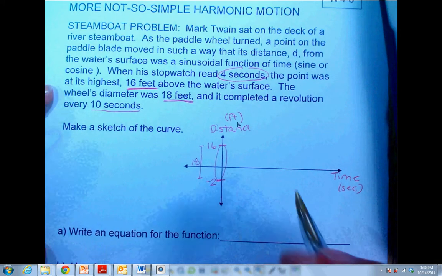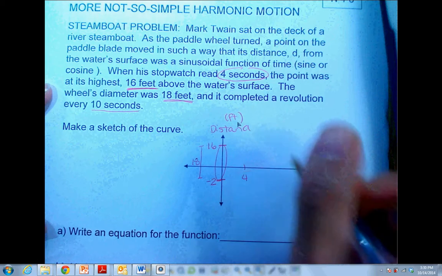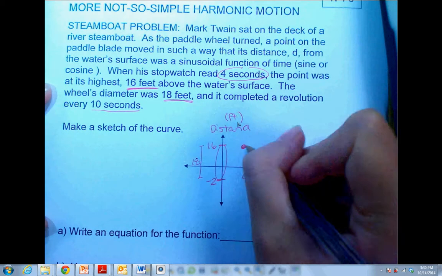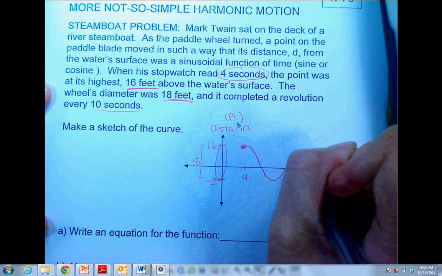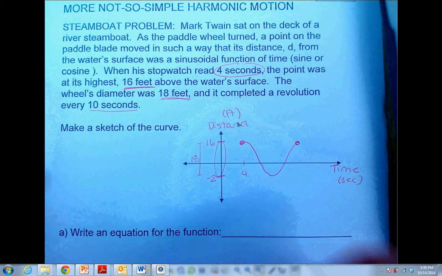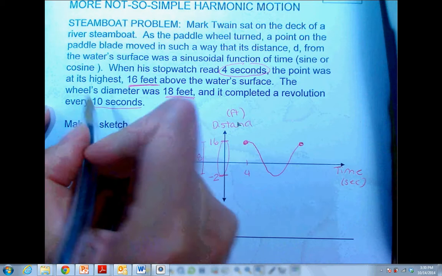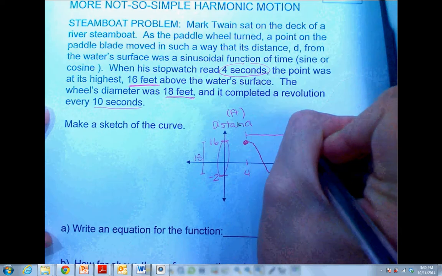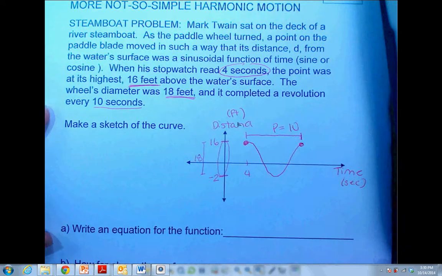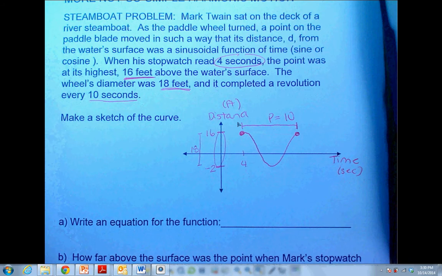So we know that at 4 seconds, the point is at its highest, which means up here. And then it's going to go all the way down to -2 and then back up to 16. This is a full cycle. And we also know that it completes a revolution every 10 seconds. So if it completes a full revolution every 10 seconds, this is its period. So its period is 10 seconds.